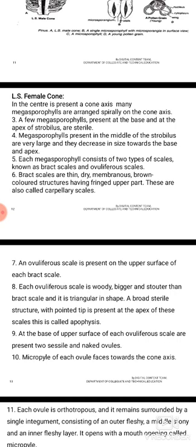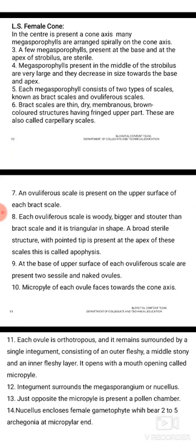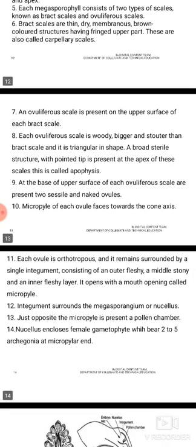Each megasporophyll consists of two types of scales known as bract scale and ovuliferous scale. The bract scales are thin, dry, membranous, brown colored structures having a fringed upper part. These are also called carpellary scales. An ovuliferous scale is present on the upper surface of each bract scale. Each ovuliferous scale is woody, bigger and stouter than the bract scale, and it is triangular in shape.